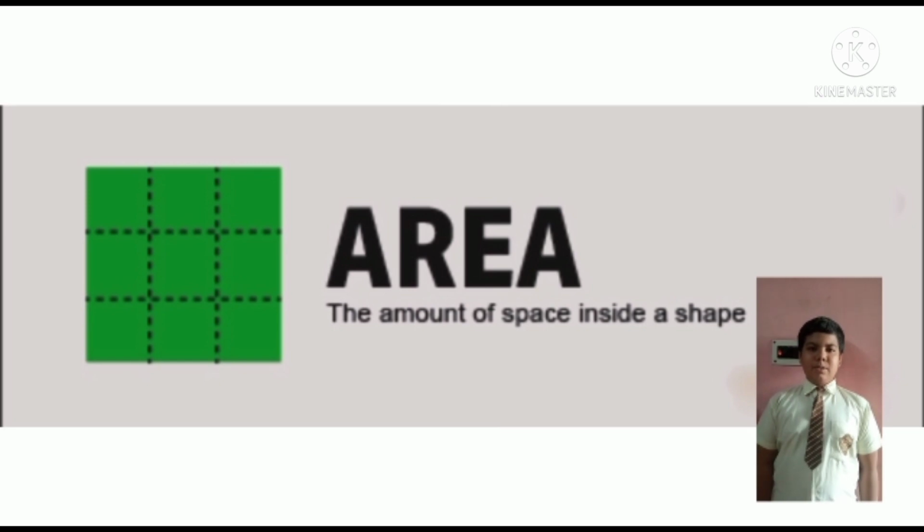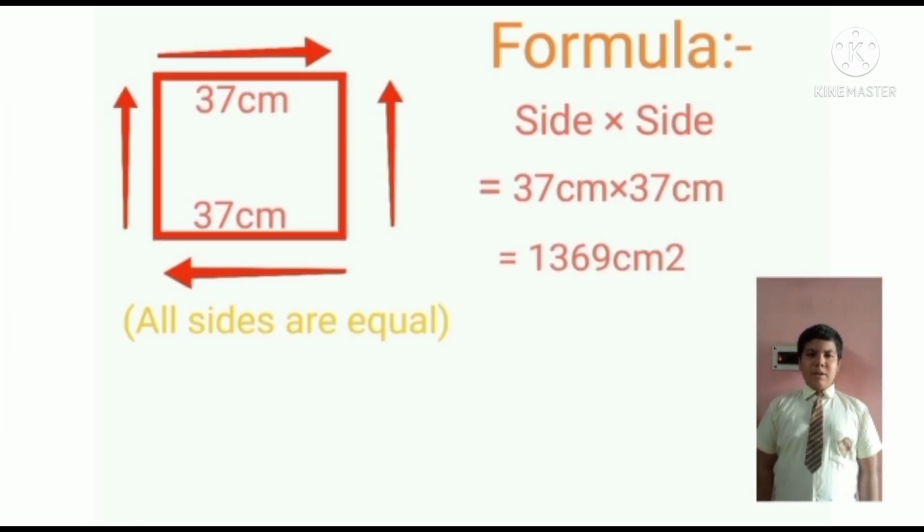Area is the amount of space inside the shape. We can find area by using only formulas. The formula to find the area of a square is side into side. If the side is 37 cm, then 37 cm into 37 cm is 1369 cm square.